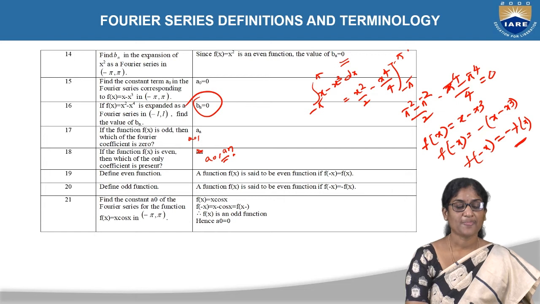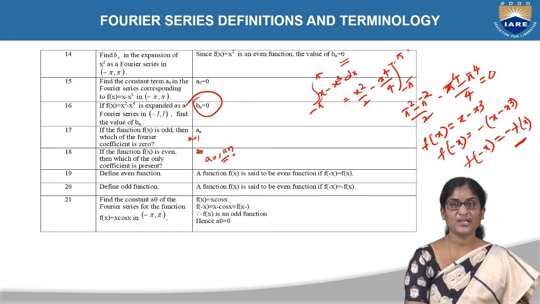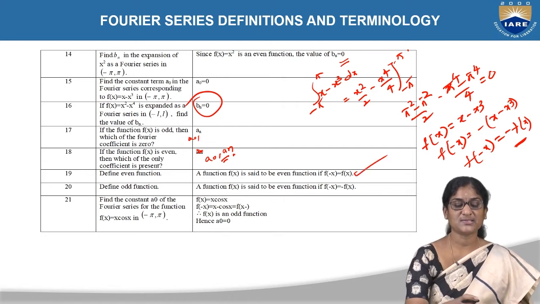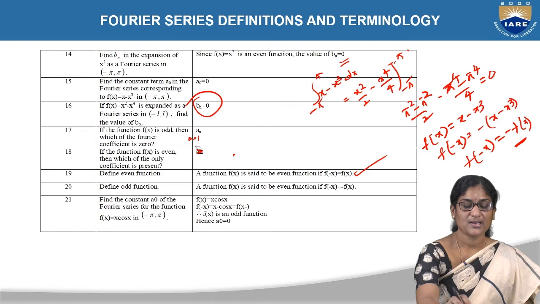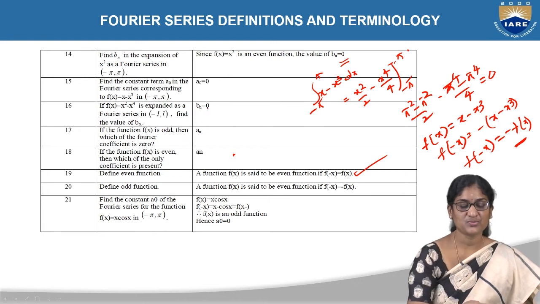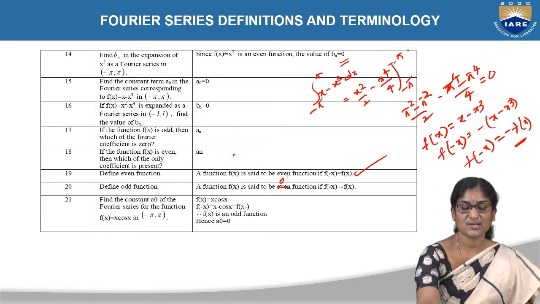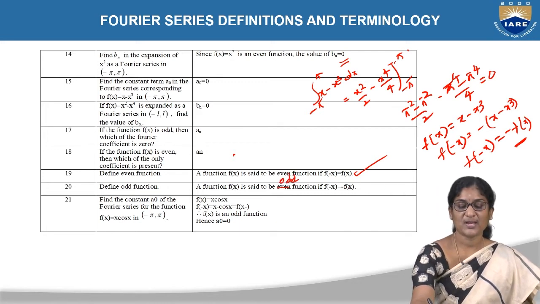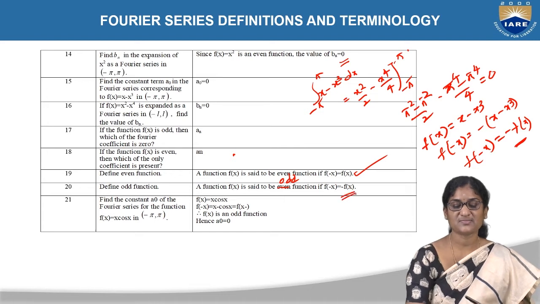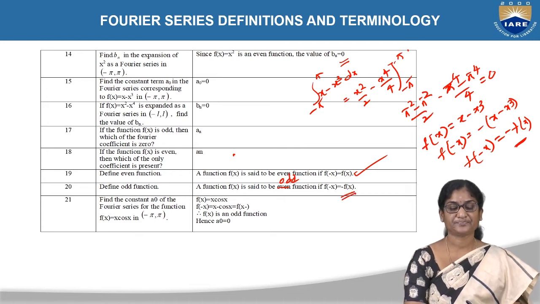Right? Next. Define the even function. A function f of x is said to be even if f of minus x is equal to f of x. Next, a function f of x is said to be an odd function if f of minus x is equal to minus f of x.